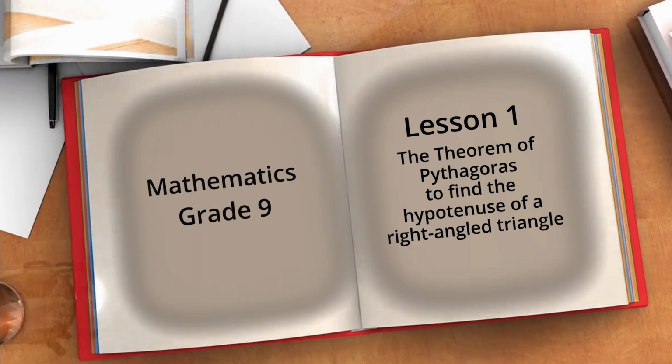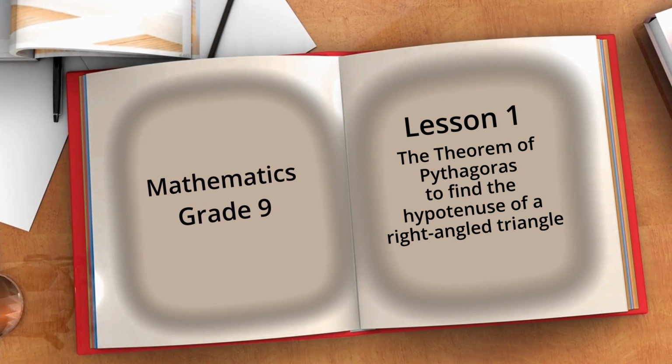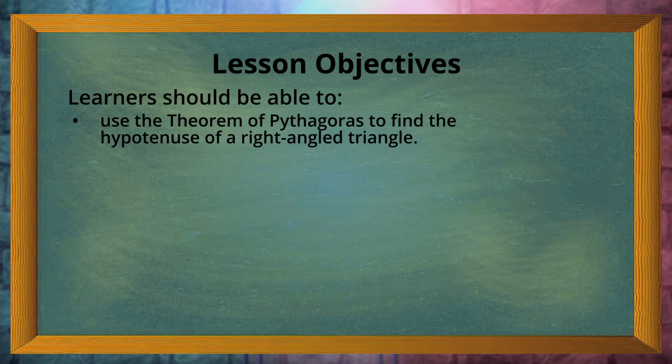The topic for today is the Theorem of Pythagoras to find the hypotenuse of a right-angled triangle. Let's have a look at the objectives of the lesson. By the end of today's lesson, you should be able to use the Theorem of Pythagoras to find the hypotenuse of a right-angled triangle.